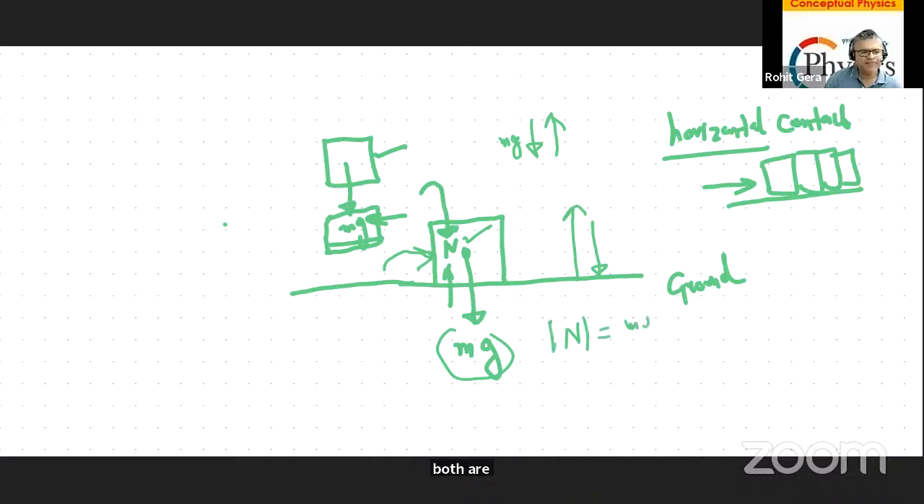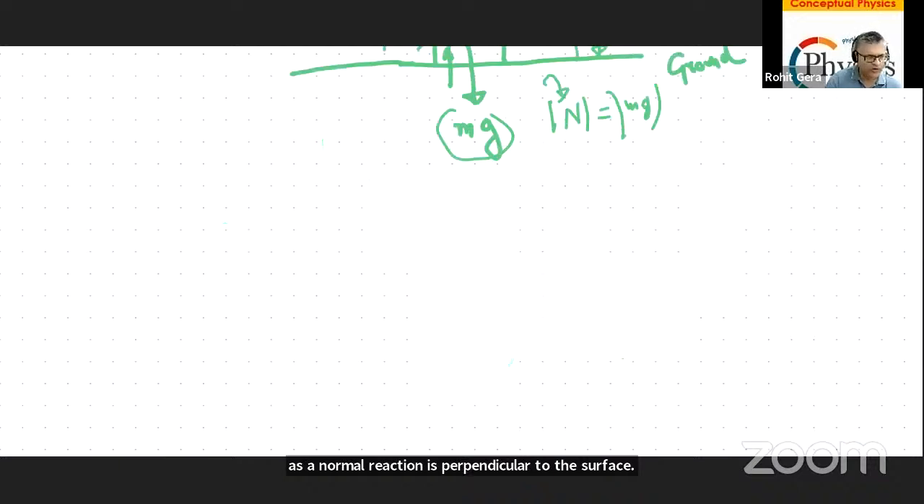Mg is the force which the block is giving to the earth, and then the earth gives it back what is called a normal reaction. It's perpendicular to the surface. So if you say perpendicular, what does it mean?